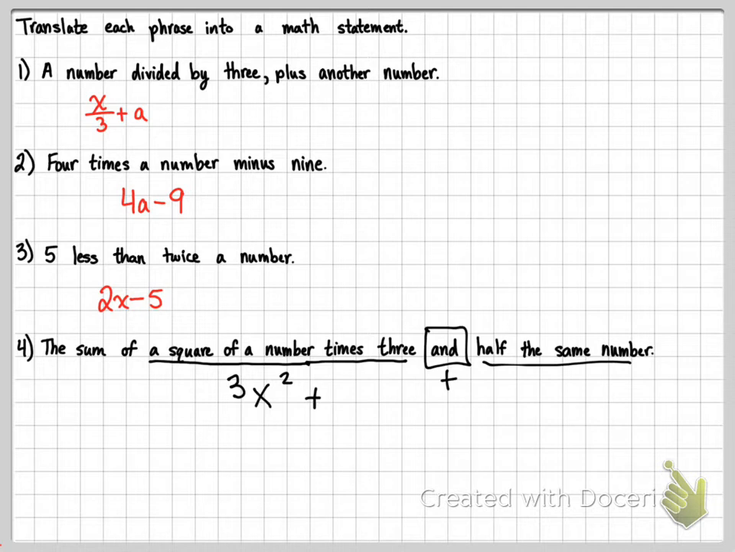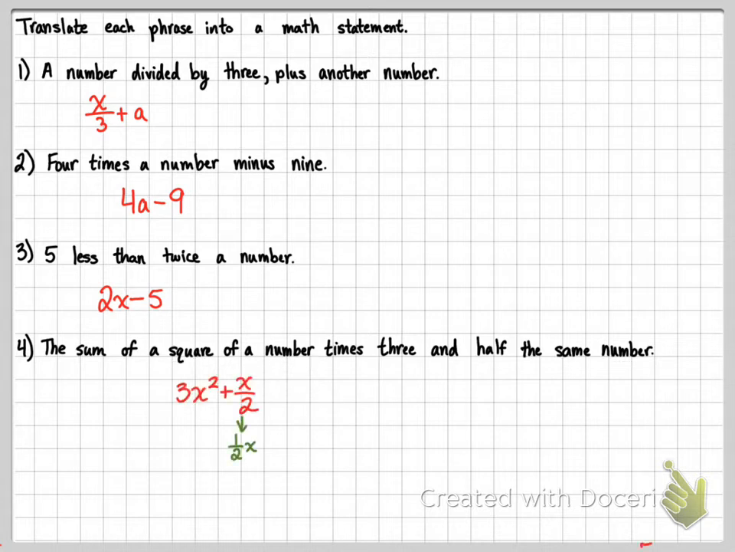Half the same number looks like this. You could also have this look like this, 1/2 x. That's the same thing. Half the same number, 1/2 x is the same as x over 2. Okay, so I'm going to make this a little neater, and I'm going to backspace over here and do this. I just wanted to kind of break this one down for you. Okay, so 3x squared plus x over 2. X over 2 is the same thing as 1/2 x.